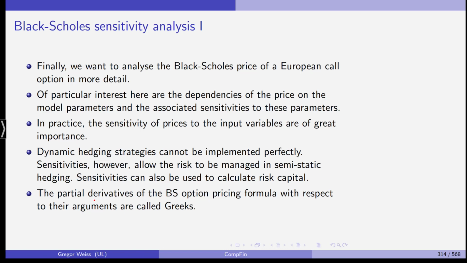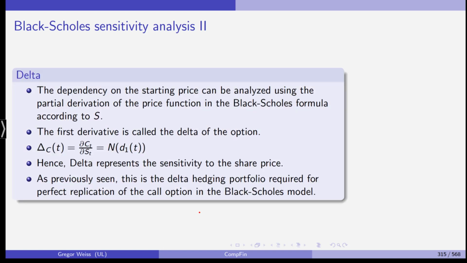So the first one is the option delta. It's the sensitivity to the share price, and we've seen that it's used in delta hedging for the perfect replication of the call option in the Black-Scholes model.